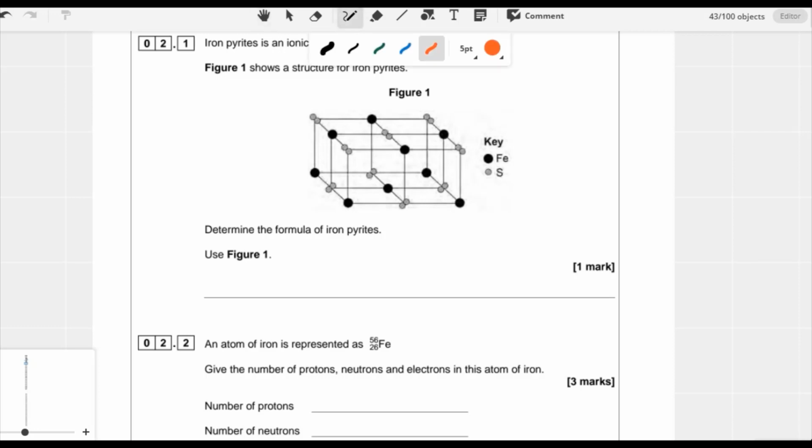So here we will see that each iron is bonded with 2 sulfurs. So it means the formula will be FeS2. That is the answer.